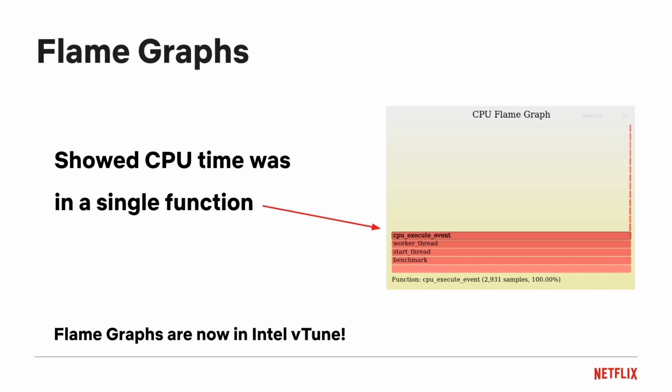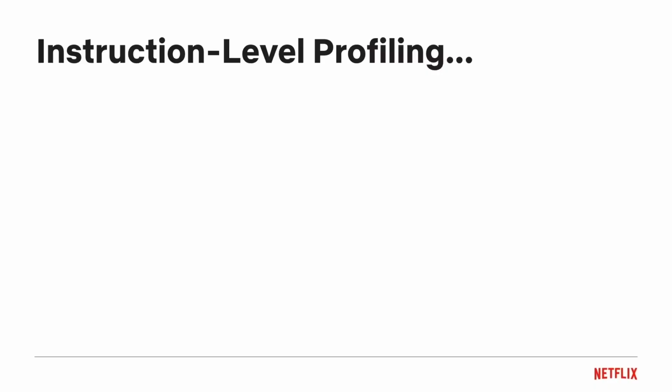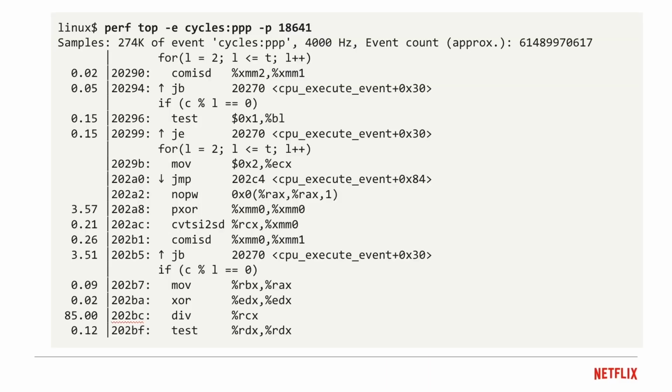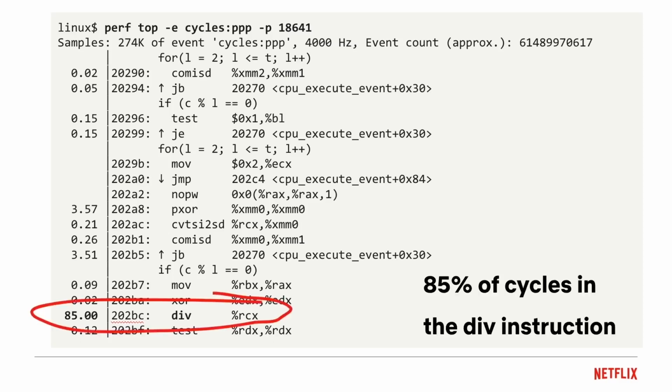Now, the CPU flame graph for this micro benchmark turned out to be not very interesting. It showed that all the CPU time was in one function. So to drill down deeper on that function, I used instruction level profiling. Now I happen to be on Linux, so I'm using the perf command. And now I can see instructions and the time in each. And as it turns out, 85% of CPU time was in one instruction, the div instruction.